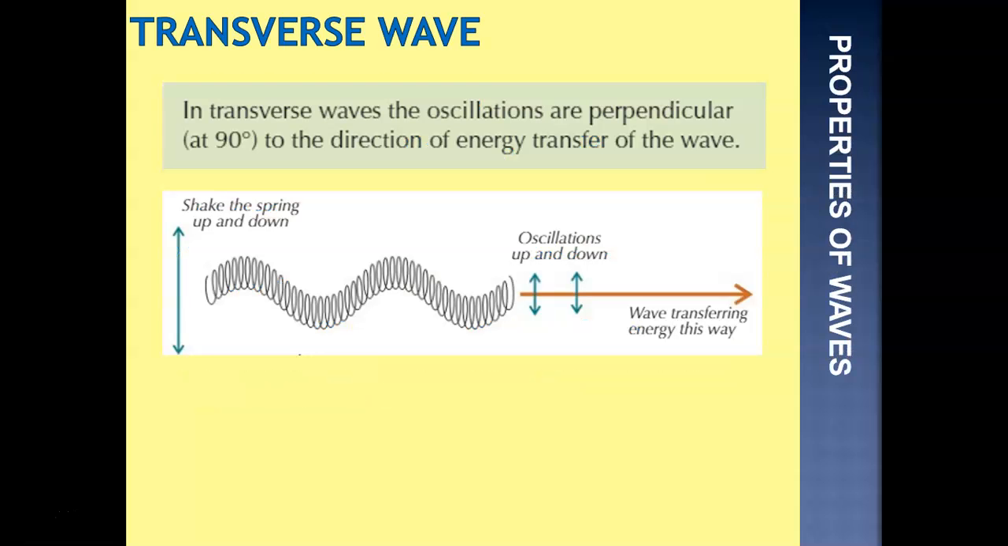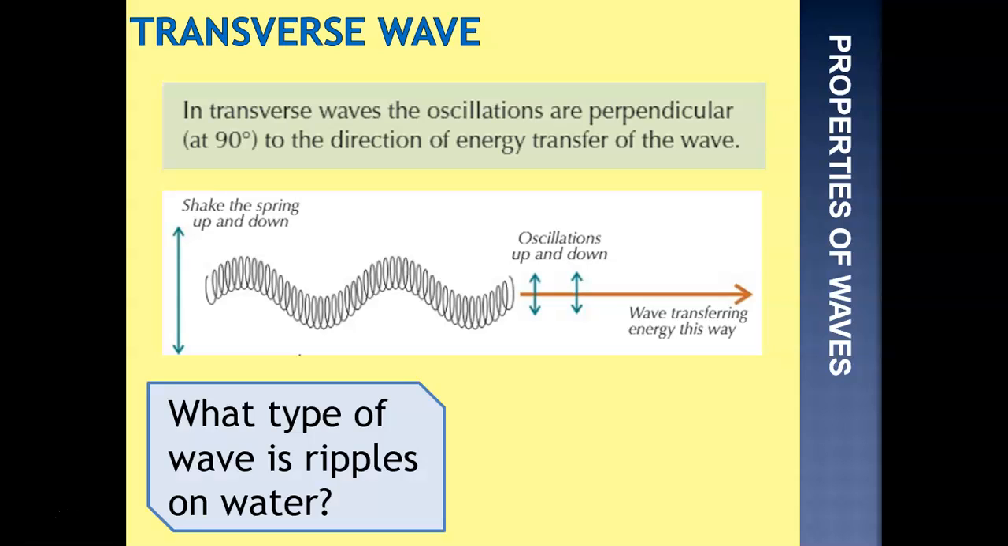Okay, so we start off with our first wave, a transverse wave. A transverse wave looks like the wave we've got on the front there. It's where the particles would move up and down. So the particles would vibrate up and down, but the wave itself would move to the right in this case. Definition there is the oscillations are perpendicular, which means at 90 degrees, to the direction of energy transfer of the wave.